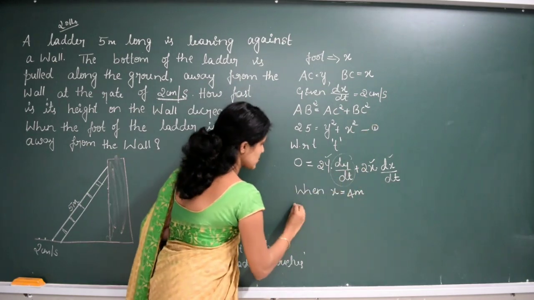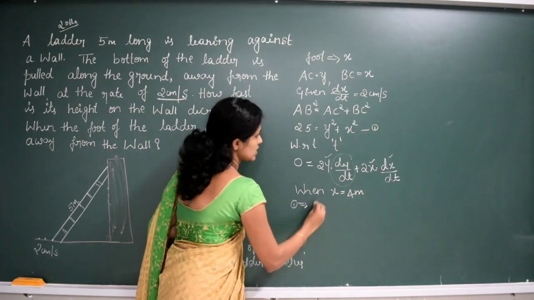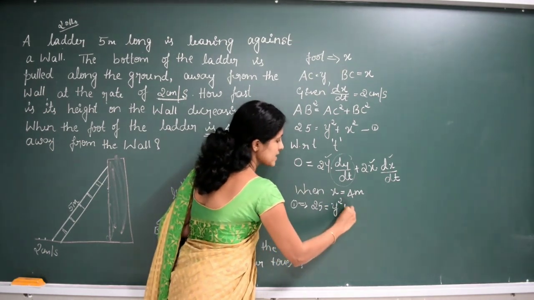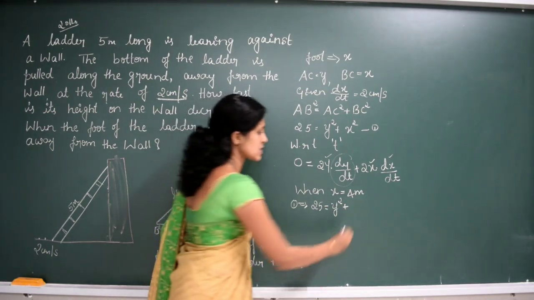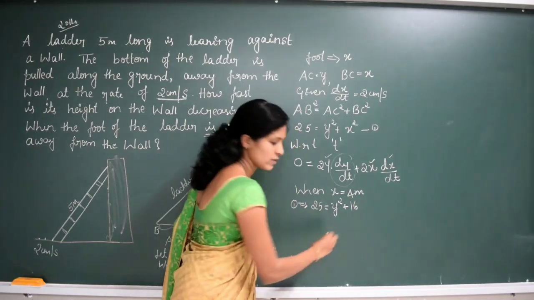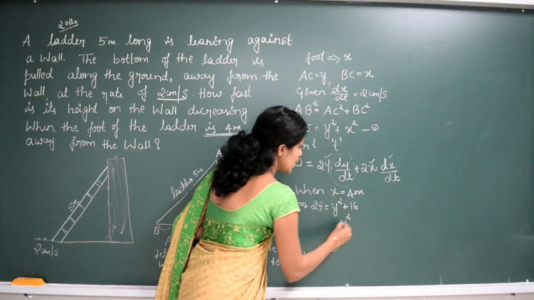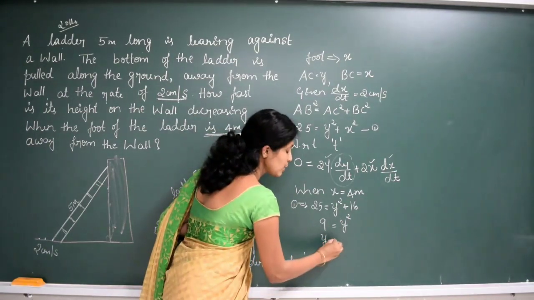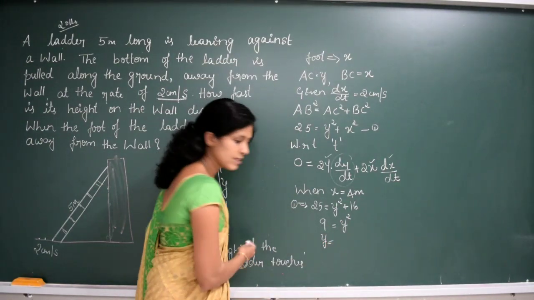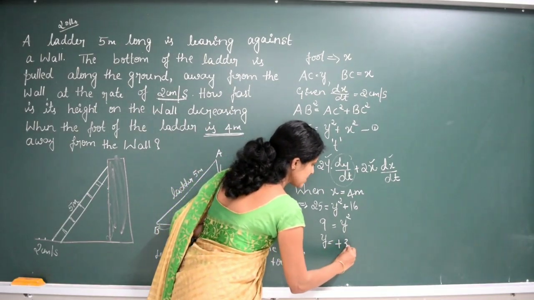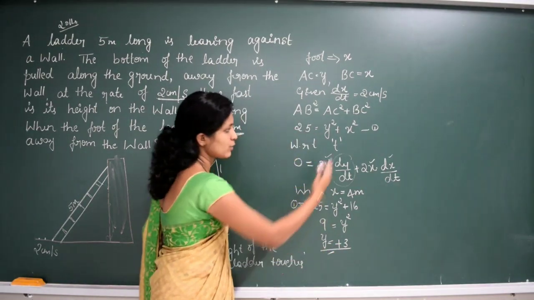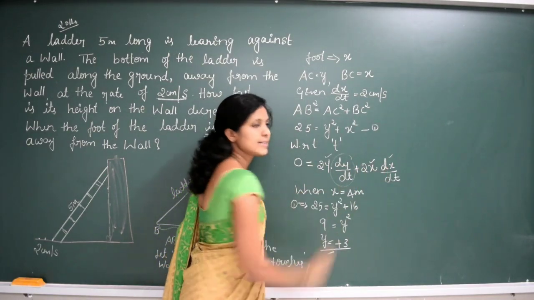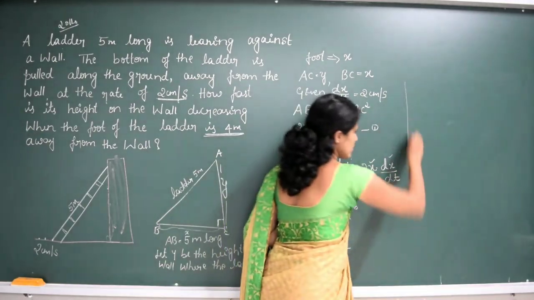I will consider this as 1. So this is now 25 is equal to y square plus x square. X is 4, so x square will be 16. So the value of y square is equal to 25 minus 16. So it will be 9. So the value of y is equal to plus or minus 3, but it is a length, so obviously it will be positive, so plus 3. Is it clear? So the value of x is already given, we got the value of y, and dx by dt is also given. So we will substitute in that.